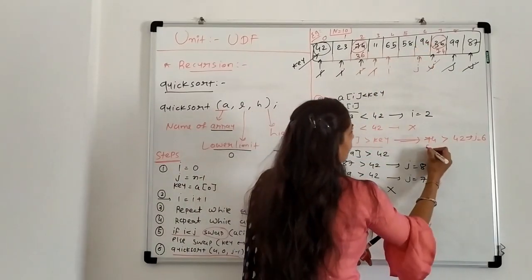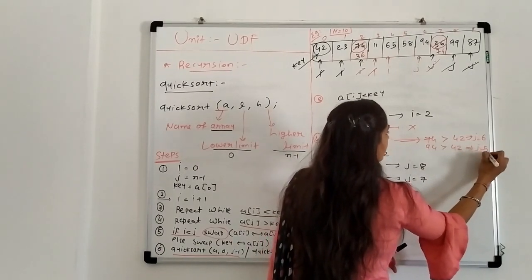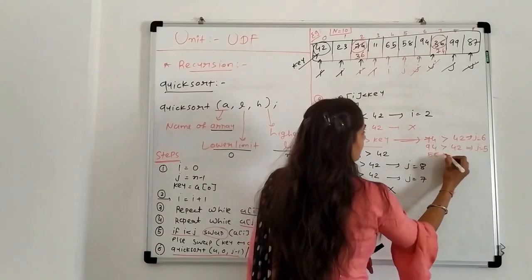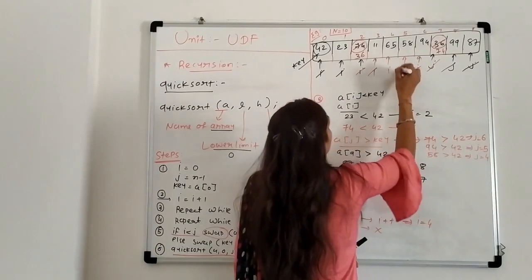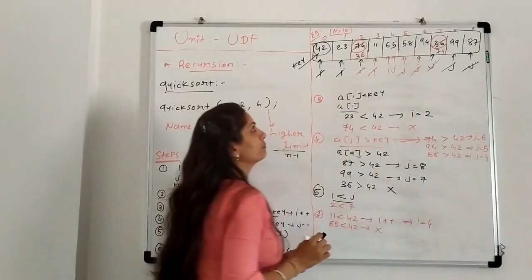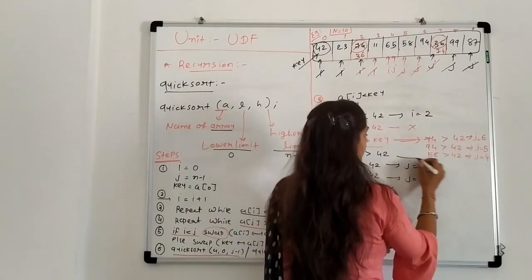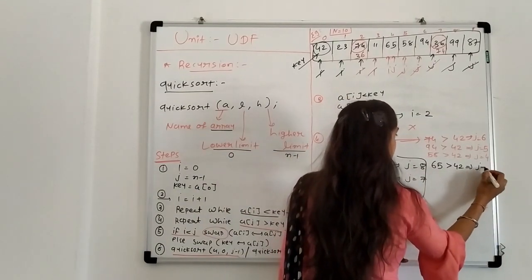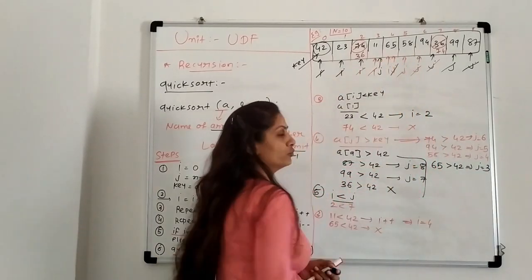Now 94 is greater than 42. Yes, j decrements to 5. So j is here. Now 58 greater than 42. Yes, j becomes 4. Now 65. Next is what? 65 is greater than 42. Yes. Then j is again decremented to the third position.